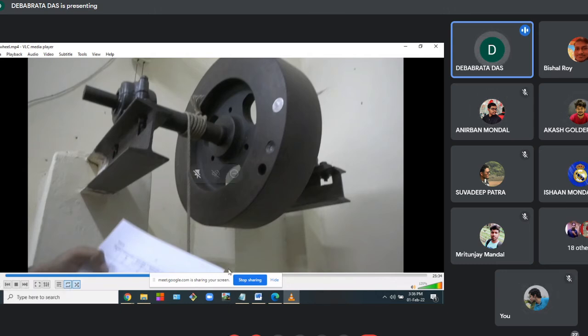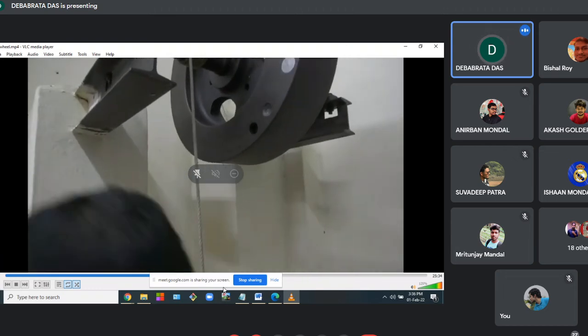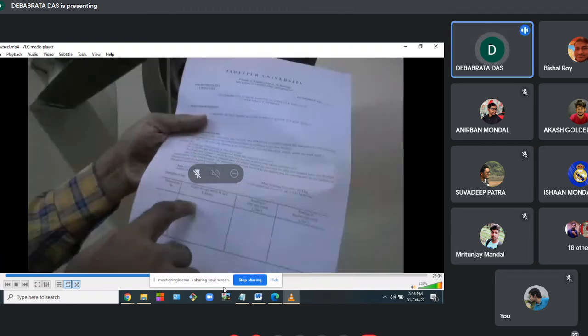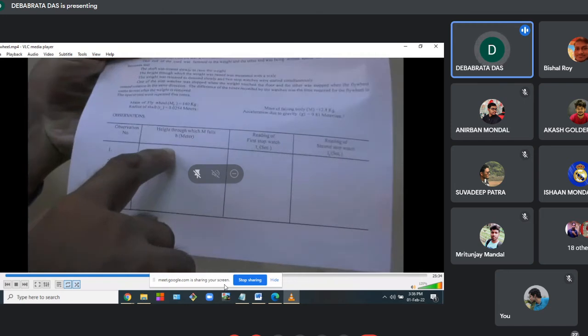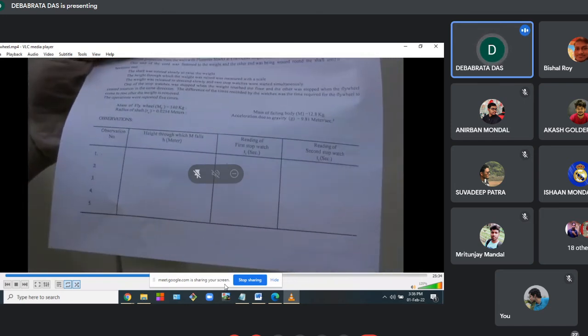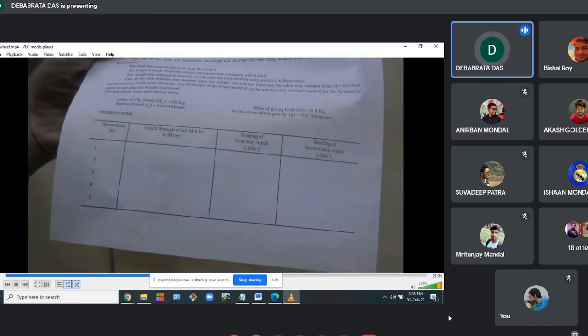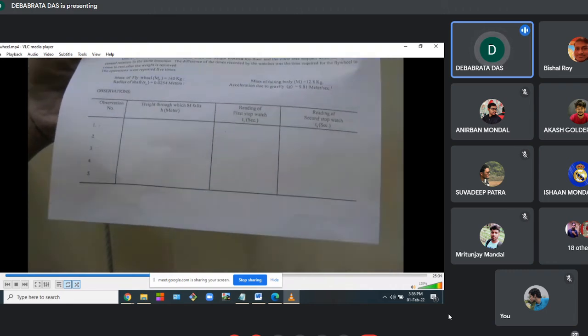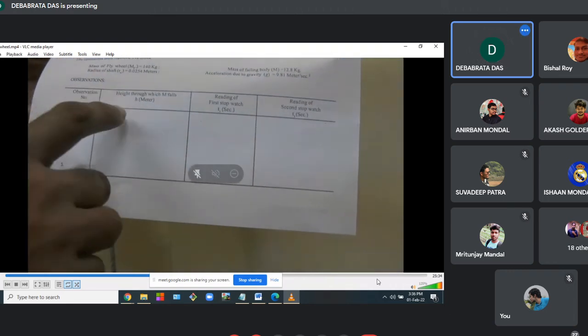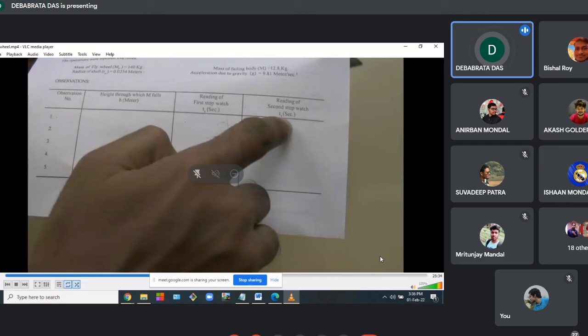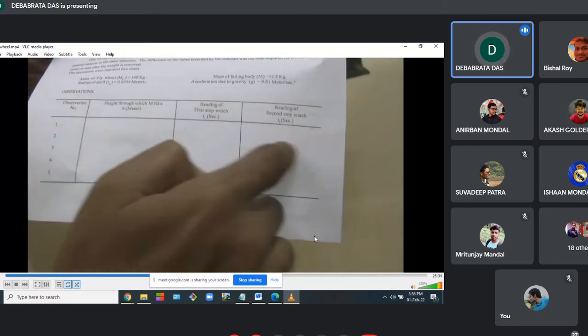Now the readings will be taken. Once you can see here, we note down the heights in meters. We'll take 3 sets of readings: 20 centimeter, that is 0.2 meters, 30 centimeter, 0.3 meters, and 40 centimeter, 0.4 meters. 3 predefined heights. We'll note down 3 sets of readings for T1 and T2.